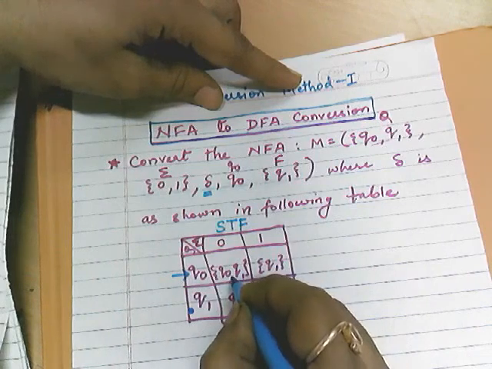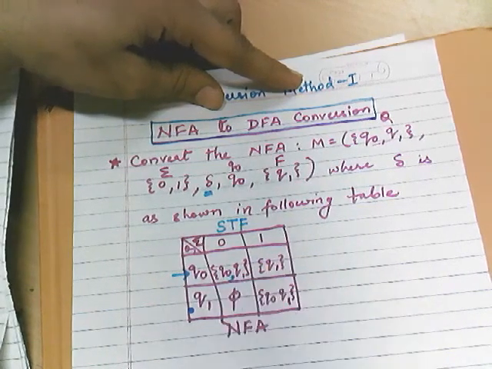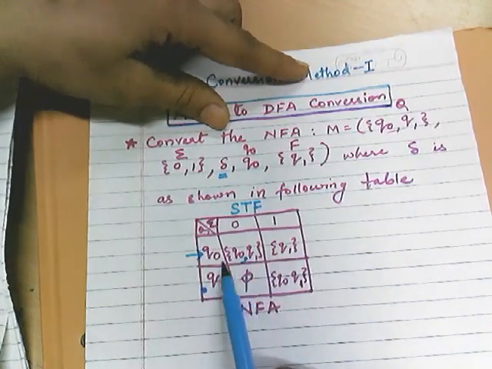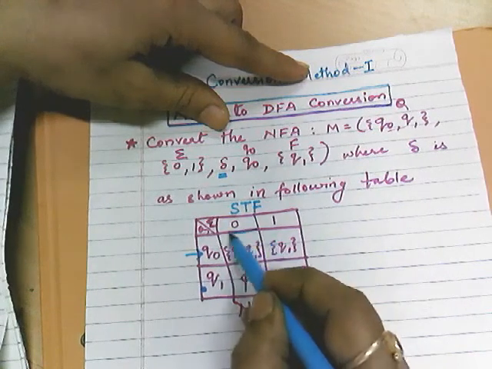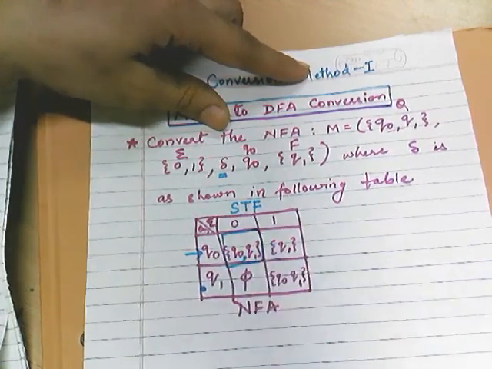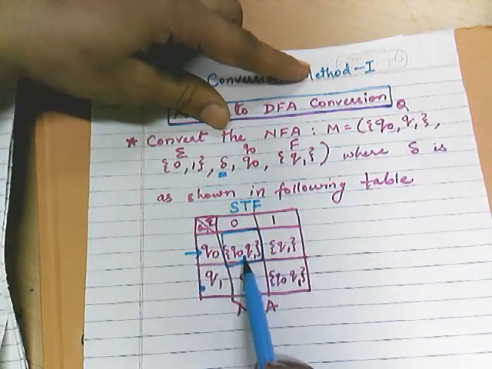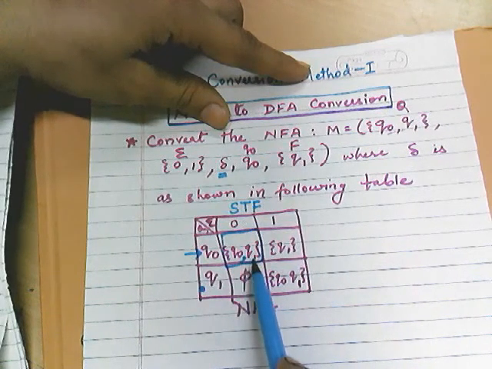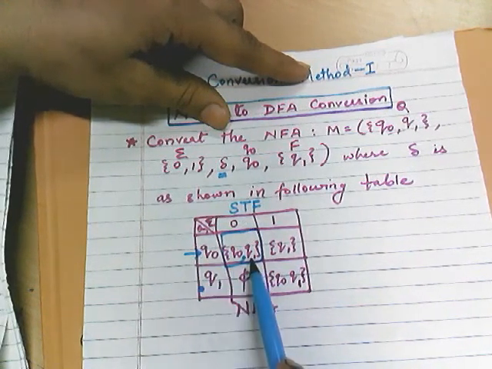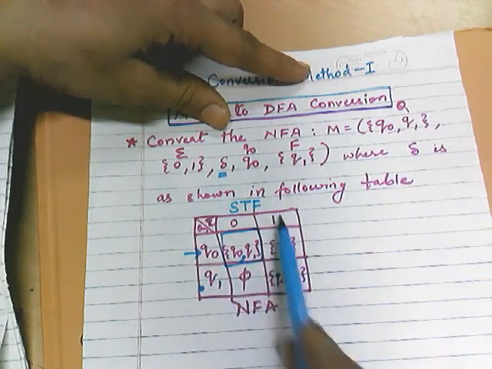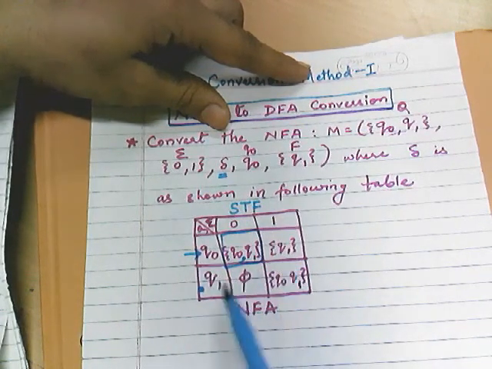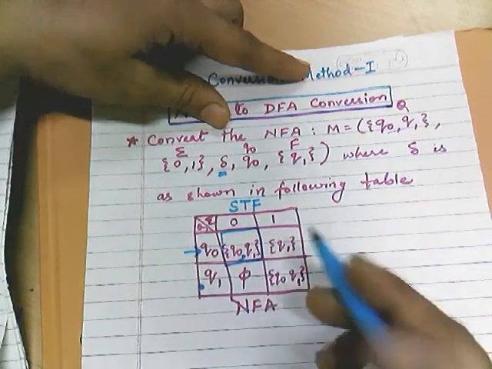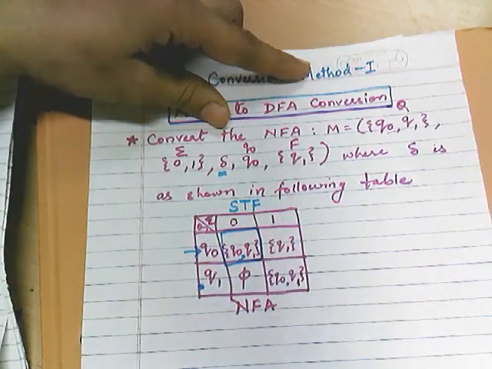Now see here, the transitions are shown. Now how do we come to know this is an NFA? Because as you can see in this particular cell, instead of a single state, we are having a set of states. So it is Q0 on 0 moves to Q0 comma Q1. That means it is moving to 2 different states. Then Q0 on 1 moves to Q1 state, right? Now Q1 on 0 moves nowhere, while Q1 on 1 moves to Q0 comma Q1. Okay, so this is an NFA.